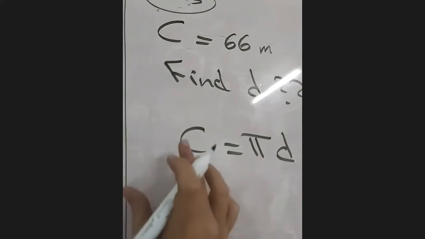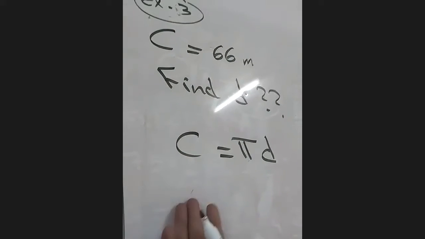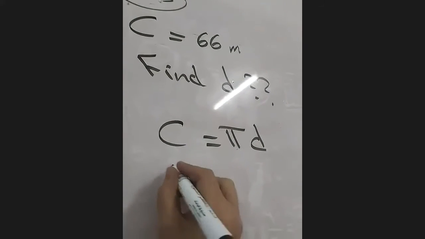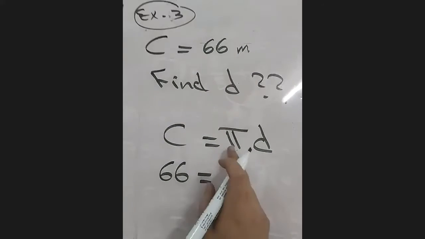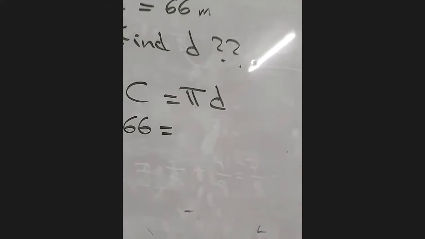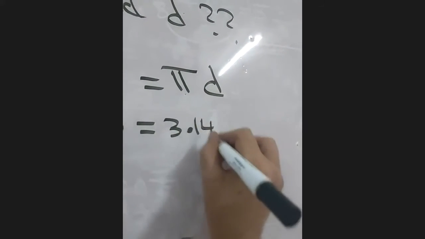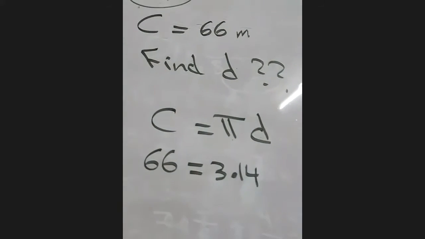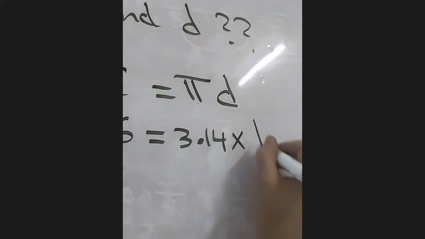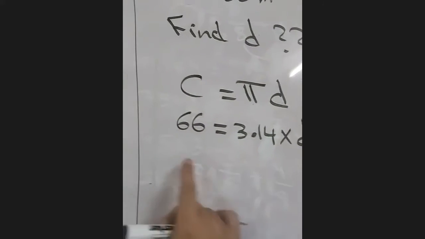Now, the given is what here? Circumference. How much? 66 meters. So down, guys, under the circumference, we will put its value, which is 66. Equal. How much is the pi? 3.14. Do we know the diameter or we want to find it? We want to find it. So the diameter comes down, right?